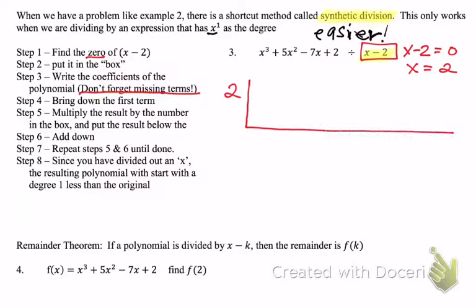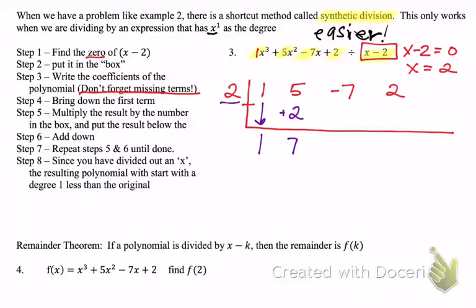So I'm going to draw this. I'm going to end up essentially having 2 rows. So in my top row, I'm using the coefficients of each term. This is like an invisible 1. So I'm going to write 1, positive 5, negative 7, and 2. Step number 4 is I bring down the first term. So when I drop the first term down, now I multiply 2 times 1 to give me 2. Then I add down. So 5 plus 2 gives me 7.